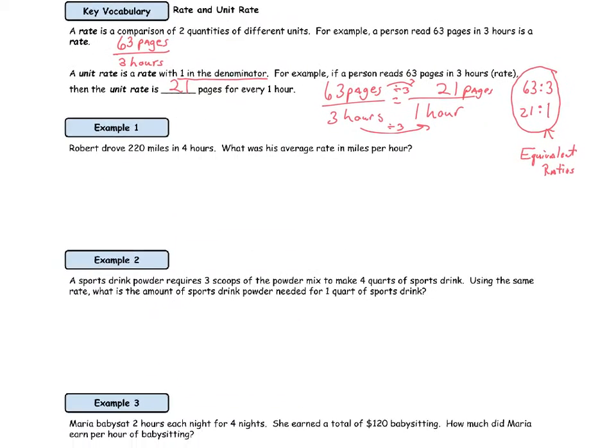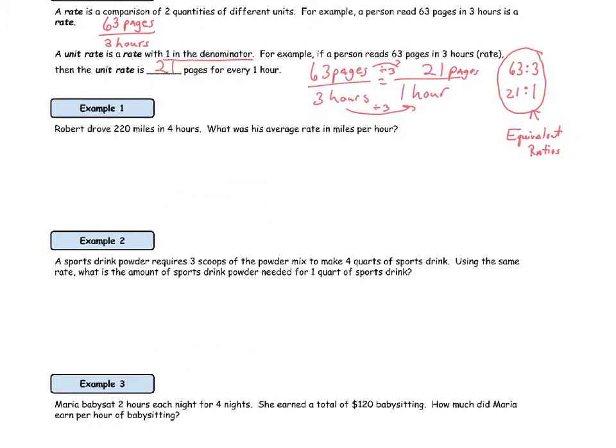Let's move to example 1. It says Robert drove 221 miles in 4 hours. What is his average rate in miles per hour? So if we want to find miles per hour, that tells us we need to figure out some number of miles per every 1 hour. We have to find the unit rate when we're given a rate.